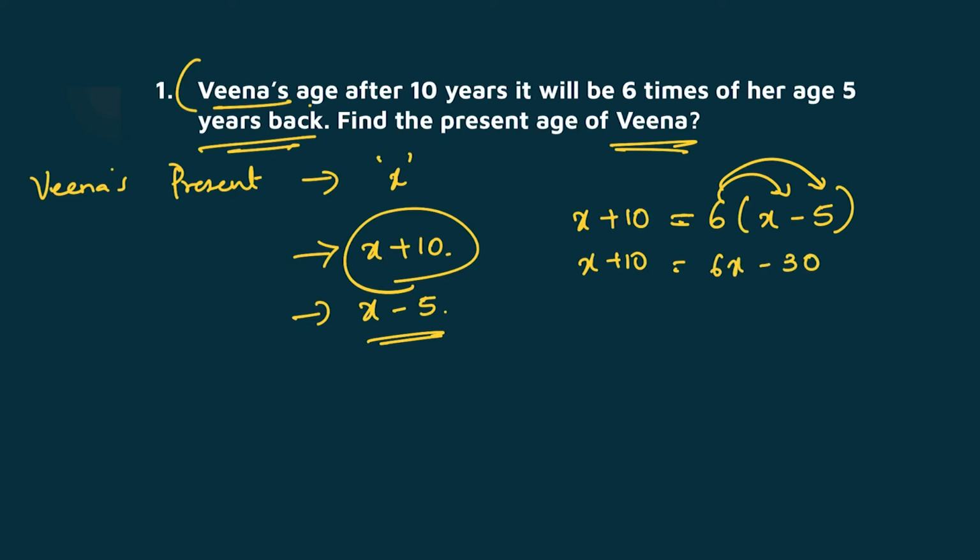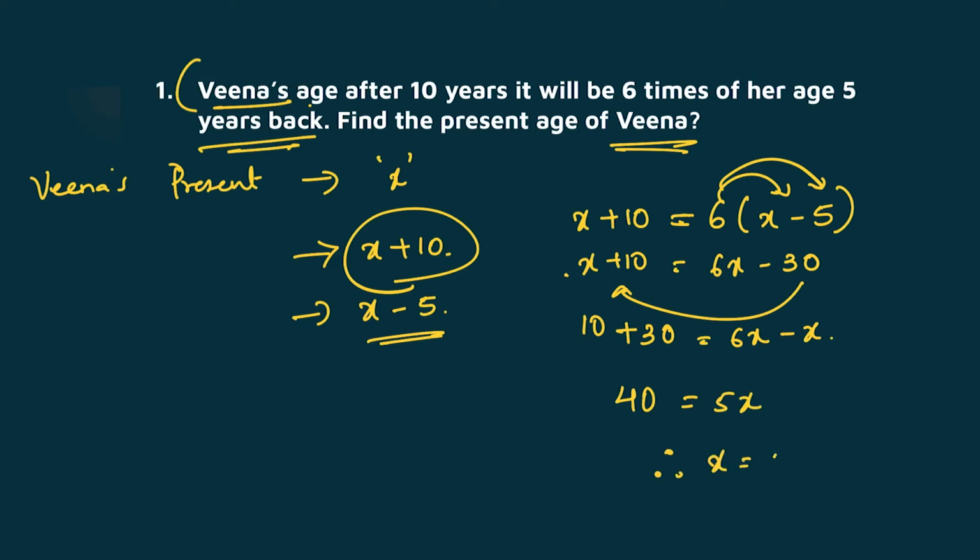Take all the x to one side and all the constants to the other side. I am taking minus 30 to the left hand side, where it becomes plus 30, and 6x from the left hand side, if x moves to the right hand side it becomes minus x. So 10 plus 30 is equal to 40 and 6x minus x is equal to 5x. Therefore the value of x is equal to 8. The value of x is the present age of Veena. Therefore the present age of Veena is 8 years.